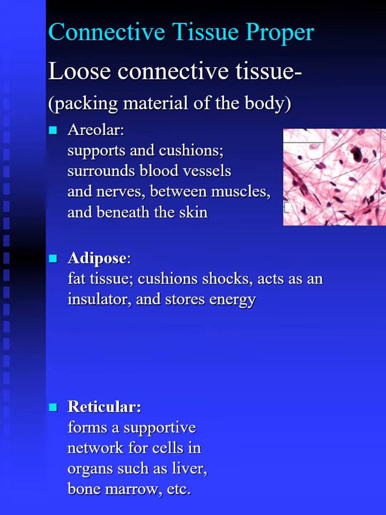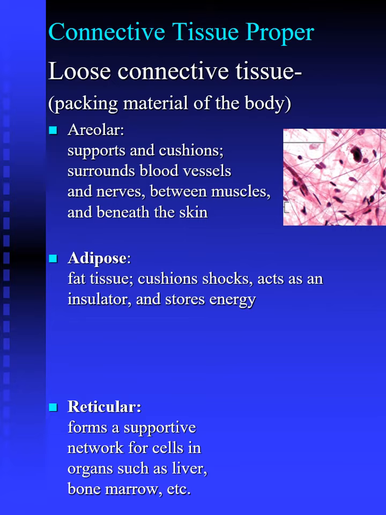Loose connective tissue is a broad category of connective tissue proper. And loose connective tissue tends to have fewer cells and protein fibers than dense connective tissue, which we'll talk about next. And so this is considered to be the packing material of the body because it occupies the spaces between and around organs. And so its function is to support the overlying epithelia and provide cushioning around organs, support around blood vessels and nerves, and store lipids.